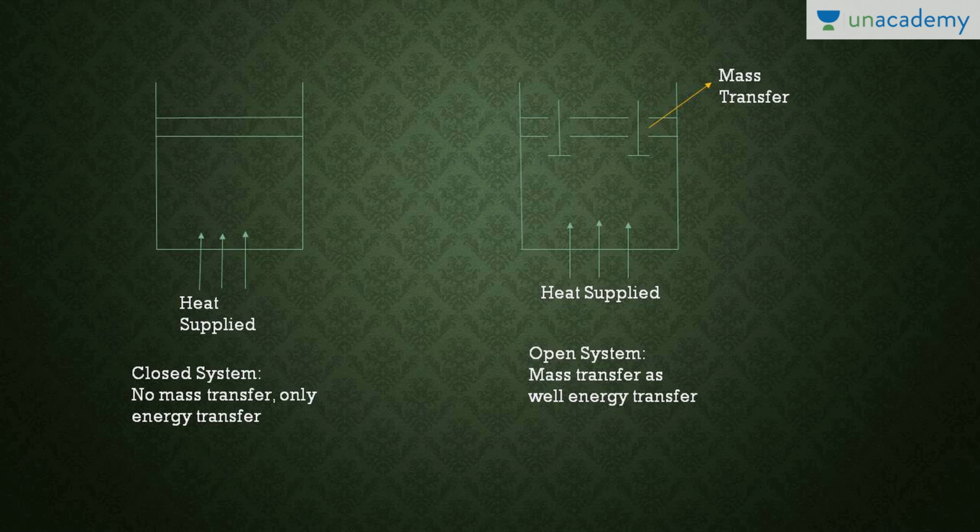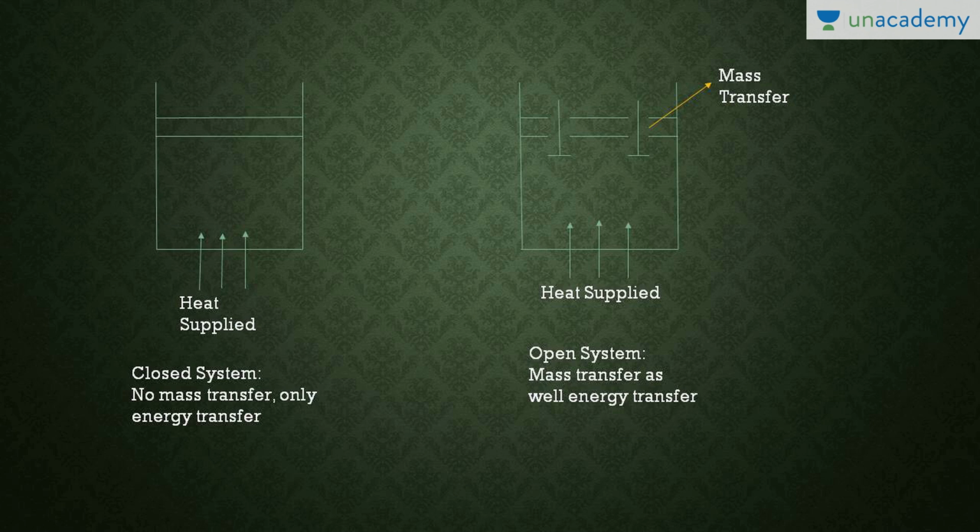But in open system, if valves are there, mass can transfer through the valve. There is an inlet valve as well as an outlet valve. So mass can transfer through the valve, and energy can also transfer. So in open system, there is mass transfer as well as energy transfer. You need to be very focused on what a closed system is and what an open system is. Isolated systems are very simple. Isolated system is mentioned in a numerical, but you have to find whether a particular system is a closed system or open system for solving the numericals.